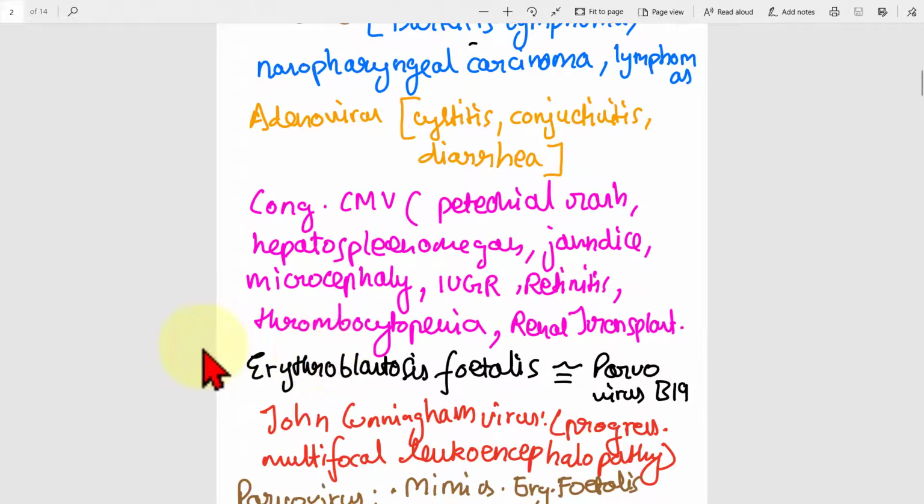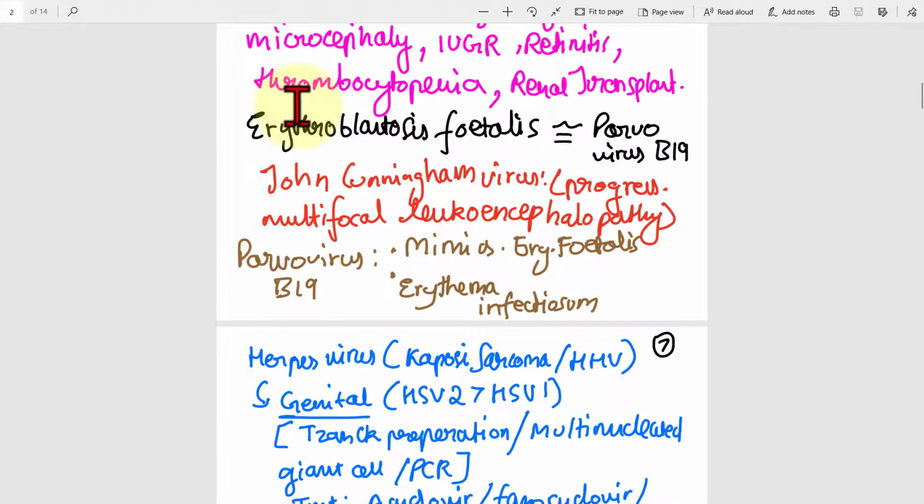Now moving ahead, erythroblastosis fetalis, and this was the question which I asked earlier in the group. So the one which mimics it is parvovirus B19. Moving ahead with John Cunningham virus, it causes progressive multifocal leukoencephalopathy, and this parvovirus which I have talked about earlier mimics erythroblastosis fetalis, as well as leads to erythema infectiosum.